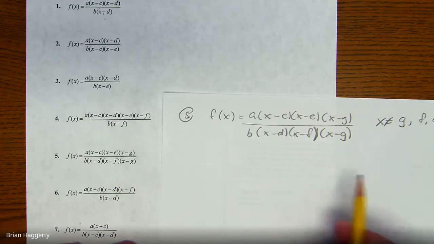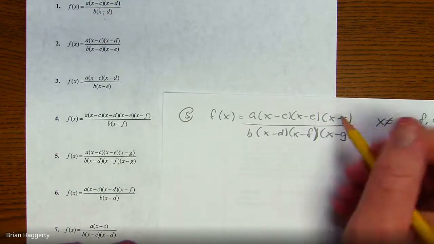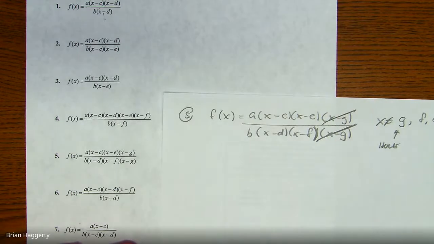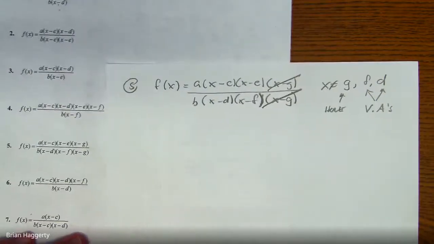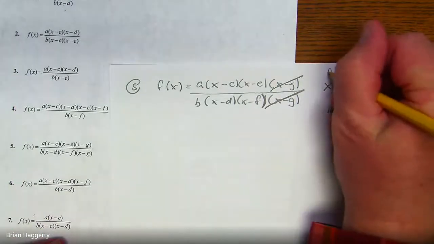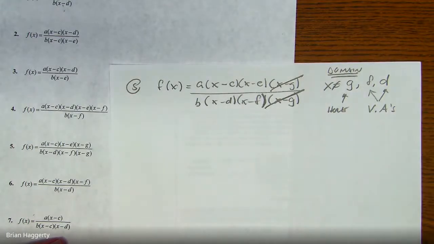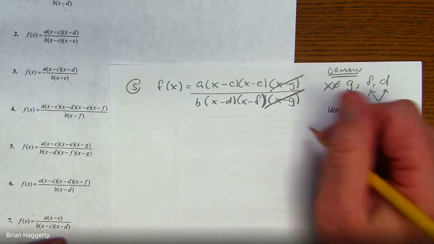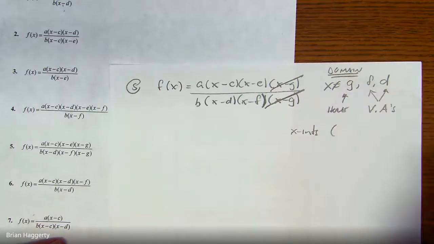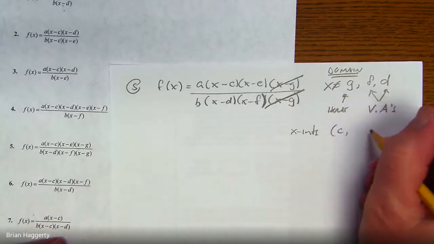Okay. What's happening at G? Perfect. Because that cancels with that. What's happening at F? What's happening at D? Perfect. So that's our domain. All right, how many x-intercepts is this graph going to have? Good, and they are what? Perfect.